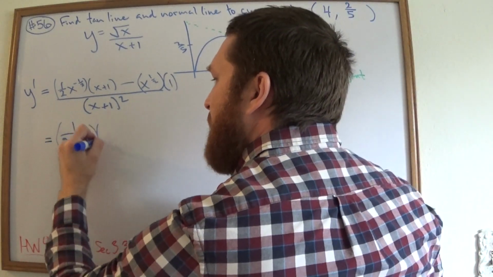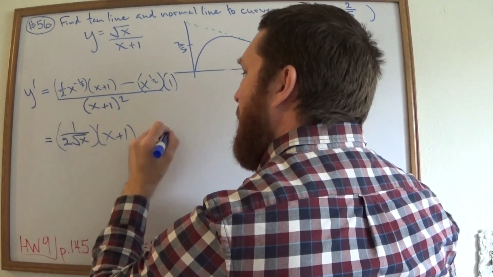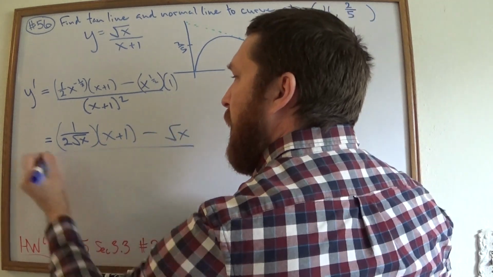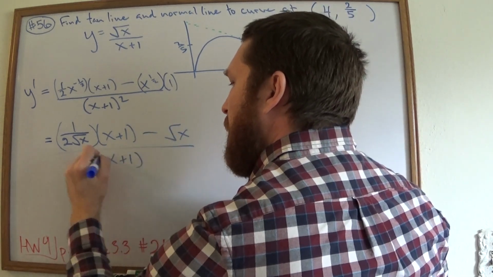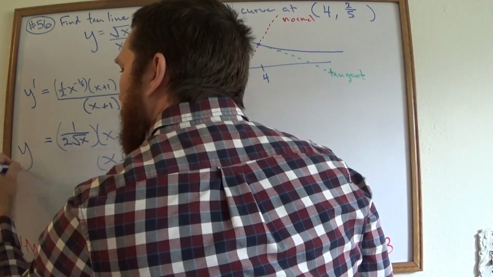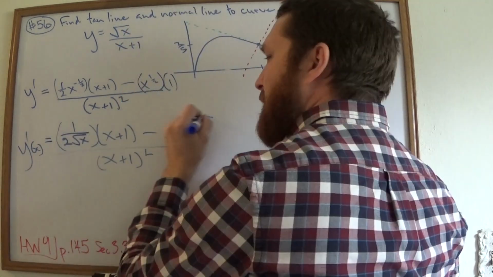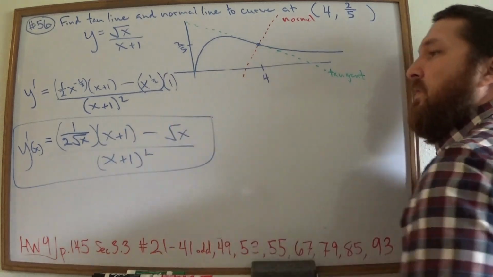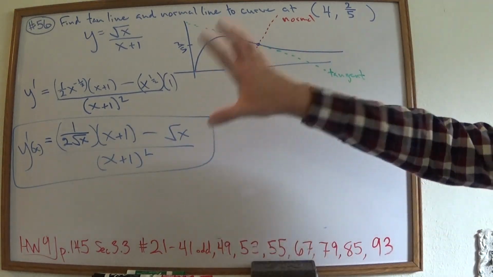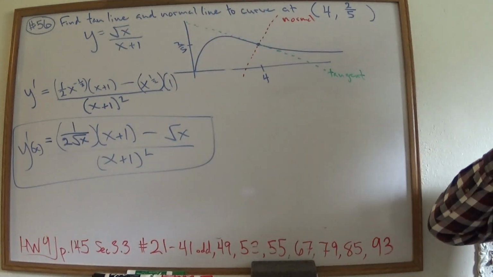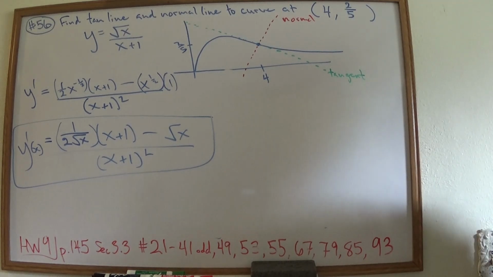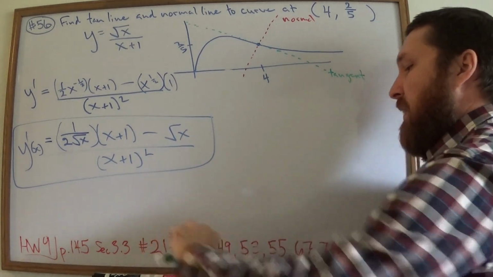Okay, so that's that times x plus 1 minus root x all over x plus 1 squared. That is y prime at any x. So the derivative of that curve is that right there. Now, I want to find the tangent line.